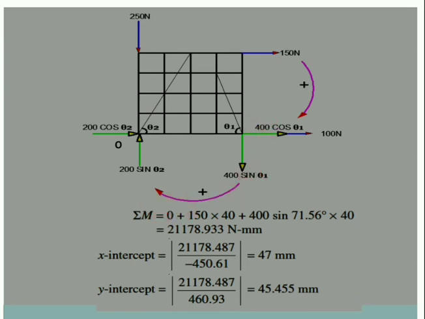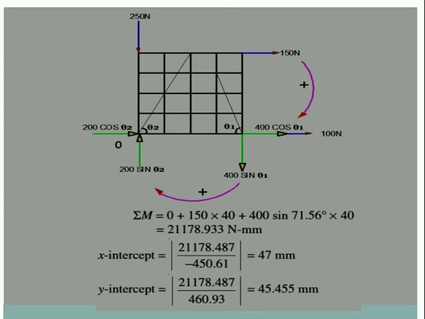So once we get the summation of moments, what we have to do is obtain the x-intercept and y-intercept, which is a very easy task. X-intercept will be summation of moments divided by summation Fy, and y-intercept will be summation of moments upon summation Fx. So you get the x and y intercept.